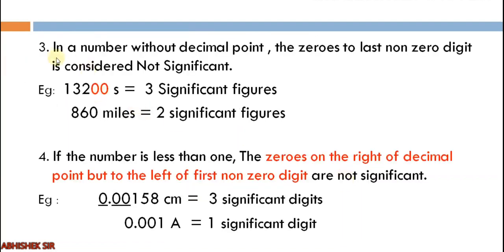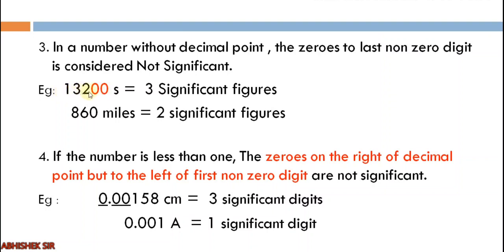Next is in a number without decimal point. In a number without decimal point, the zeros after the last non-zero digit are considered not significant, right? So you see there is no decimal point in both the examples, and at the end we have zeros as well. So you see 13,200. Suppose there is a measurement of time, 13,200 seconds.